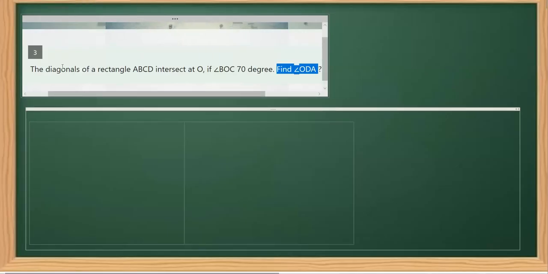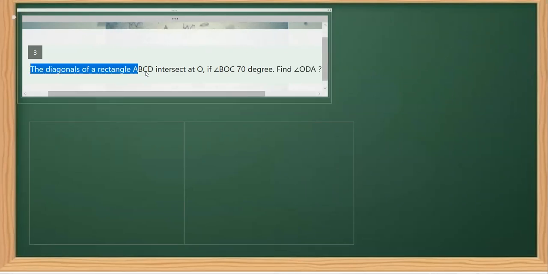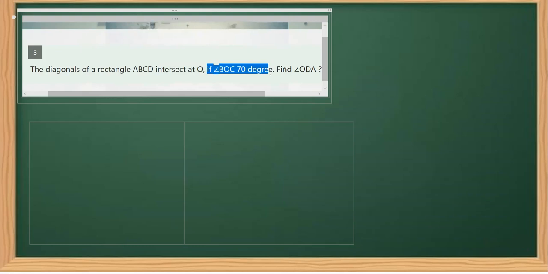Continuing with the chapter quadrilateral, class 8, I've taken one question. It says that the diagonals of a rectangle ABCD intersect at O. Further, it says that angle BOC is 70 degree. Find angle ODA. So for that, what we need to do is to make a rectangle.